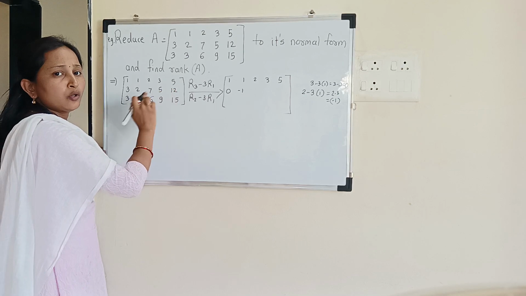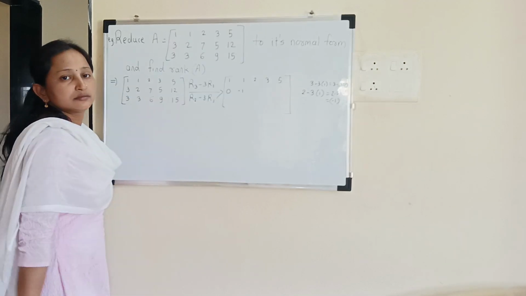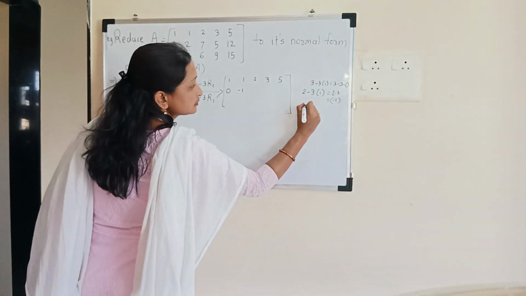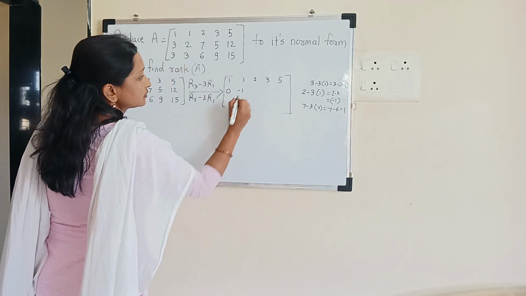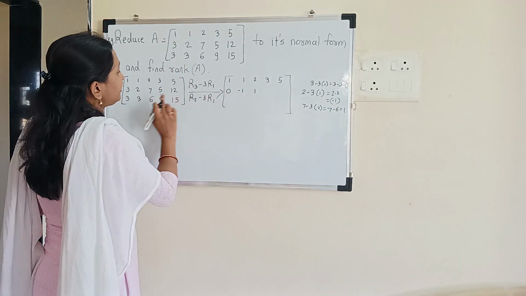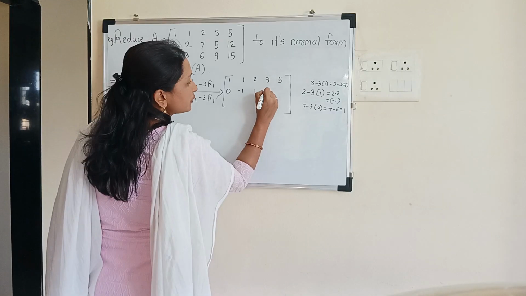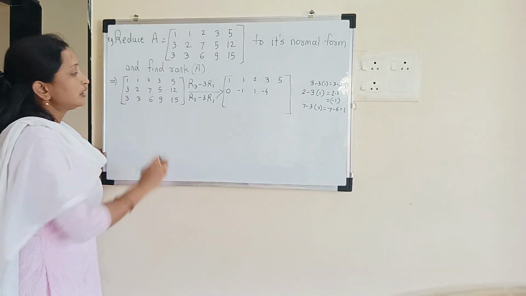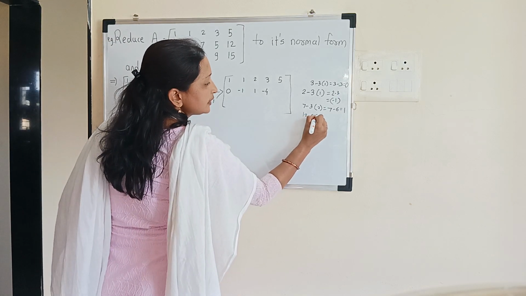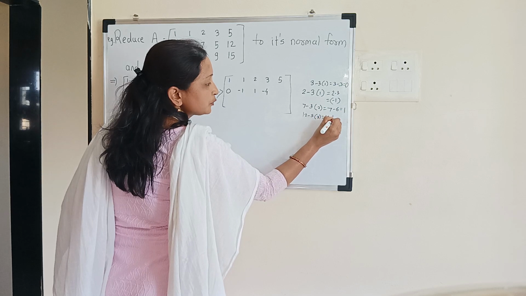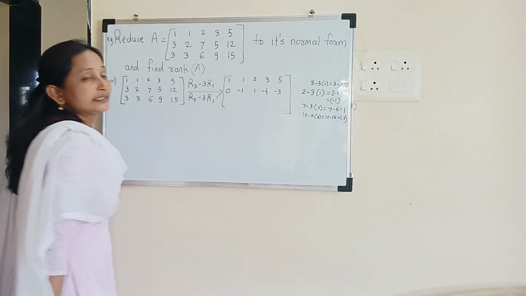Similarly, we will do it for all other entries. The next entry will be 7 minus 3 times 2, that is 7 minus 6, which is equal to 1. After that, 5 minus 3 times 3, that is 5 minus 9, which is minus 4. Similarly, 12 minus 5 times 3, that is 12 minus 15, which is equal to minus 3. So you will have minus 3 here.